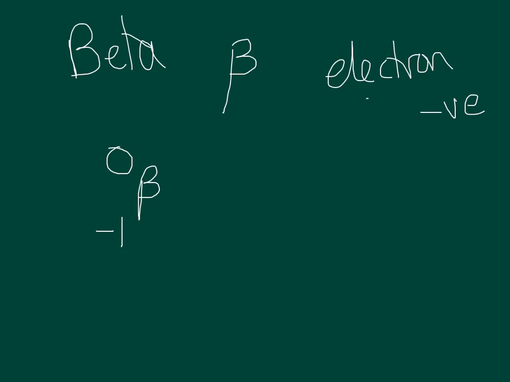Since beta is an electron, it is very often, or most often, written as e, 0, -1. Okay, and so this is what you'll see in most of your question papers to represent beta radiation.